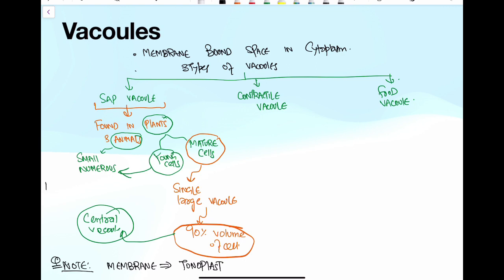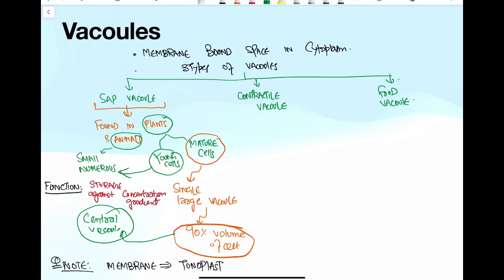Now, what is the function of vacuole? The sap vacuole is for storage of materials against concentration gradient. Now, if someone asks how is this possible that they are able to store materials against concentration gradient, that is with the help of the transporters present in the tonoplast.